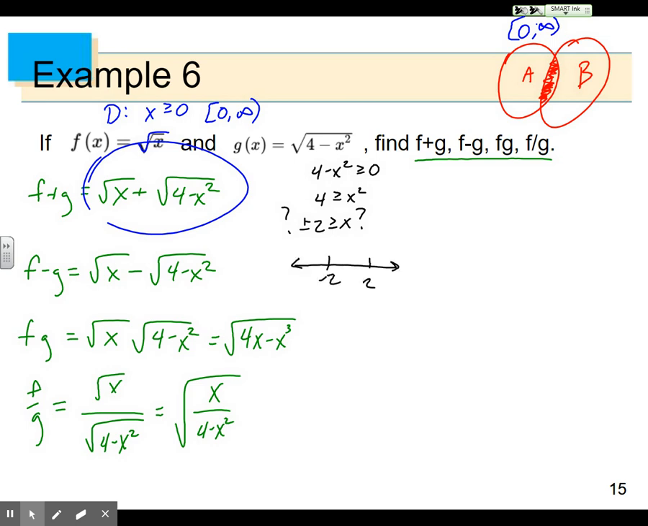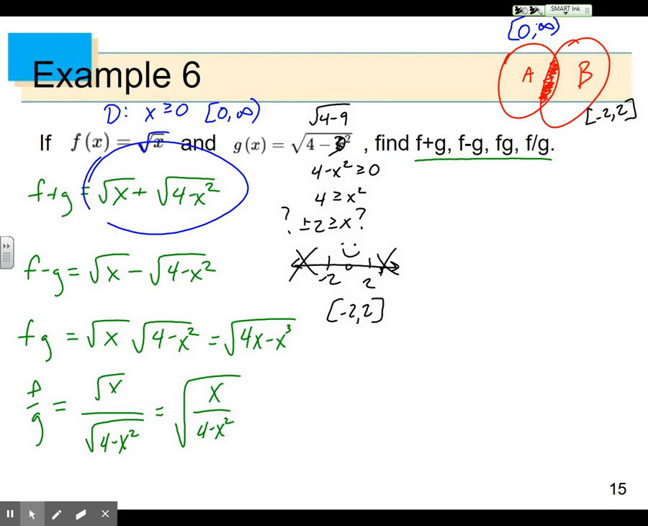Let's make a number line and see what works. Okay. So if I plug in, let's just plug in 0. 0 is an easy number to plug in. If I plug in 0, good stuff happens. 4 minus 0, we like that. Let's plug in 3. 4 minus 3 squared right there. That's going to be 4 minus 9. I get the square root of something negative. I don't like that. All right? I don't like square roots of something negative. So the only thing that's going to work on that is everything that's between negative 2 and positive 2. So this B bubble over here is negative 2 to positive 2.